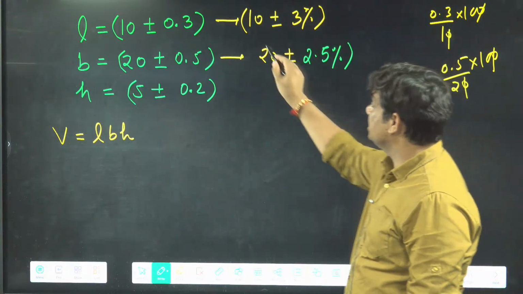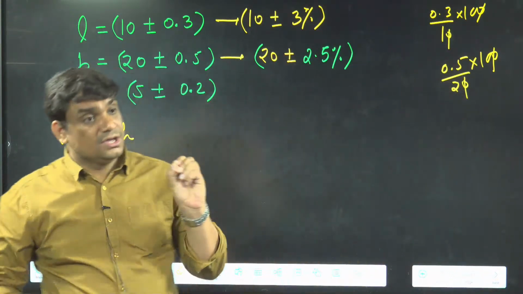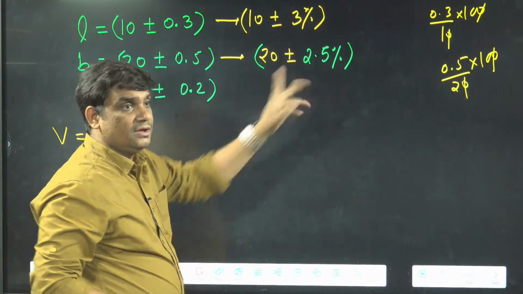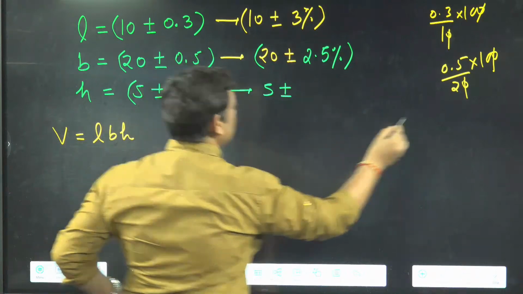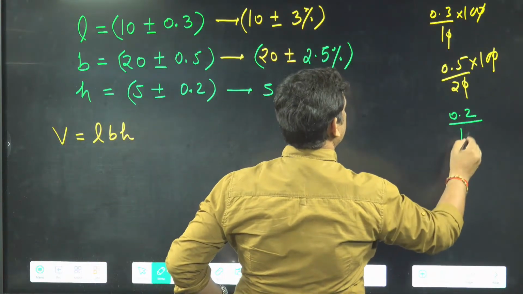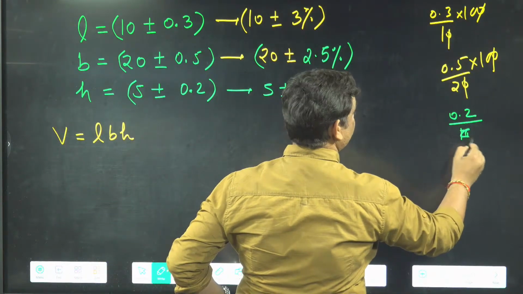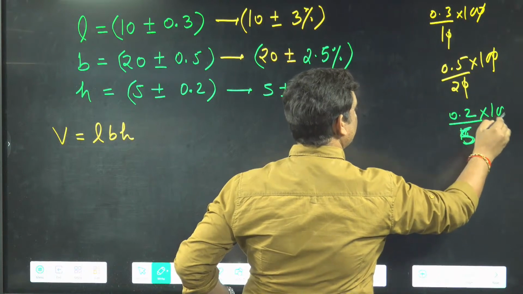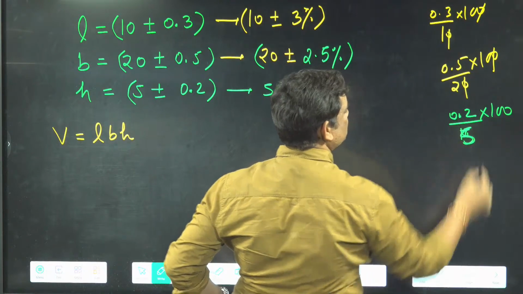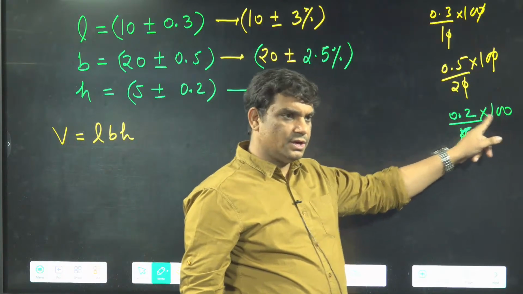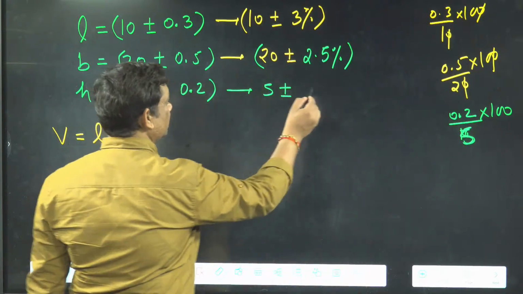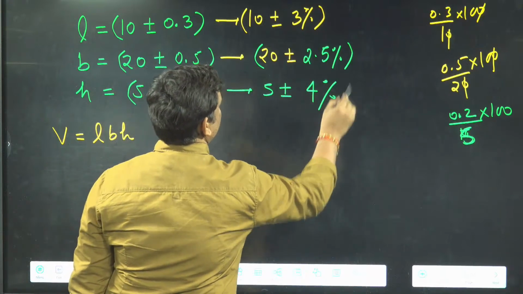I said this conversion you have to do very carefully. Here you have to be careful. Then this one is 5 plus minus 0.2 divided by 5 into 100. So 0.2 means this will be 20. Here you can say 20 by 5, this will be 4. So this is the 4%.